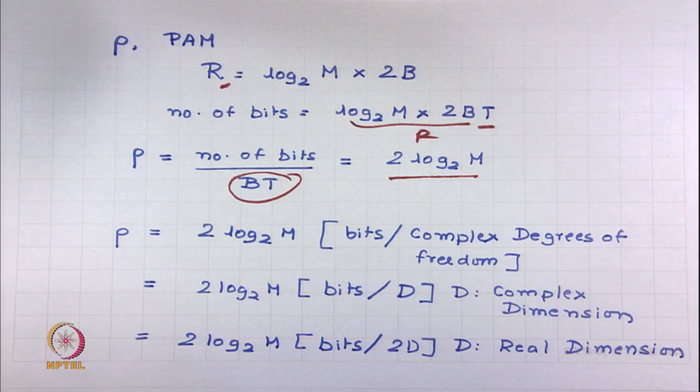And we are developing the notion of spectral efficiency for PAM and QAM, and we have seen a very interesting thing: as M increases, the spectral efficiency increases. That means you can have more and more bits per second per hertz.